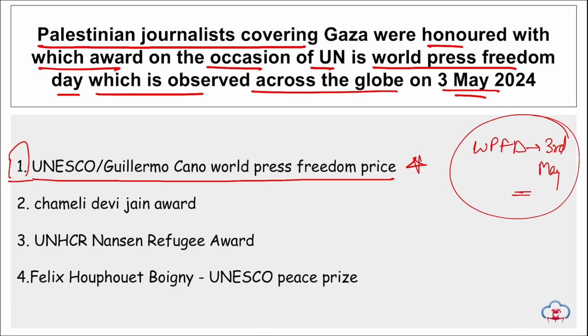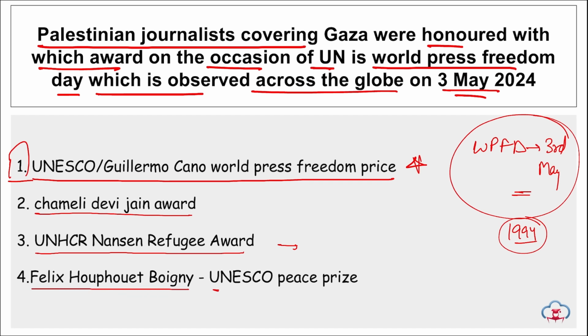Here you can see when do we observe this World Press Freedom Day, on 3rd of May. First time it was observed in 1994. Apart from this, if we talk about Chameli Devi Jain Award, 2 journalists, Grishma Kuthar and Ritika, were awarded with the 2024 Chameli Devi Jain Award for the Outstanding Women Media Person of the Year. Then if we talk about UNHCR Nansen Refugee Award, here remember Abdullahi Mire, former refugee from Somalia, was awarded with this award. And if we talk about Felix Houphouet-Boigny UNESCO Peace Prize, here remember former Federal Chancellor of Germany Angela Merkel has received this UNESCO Peace Prize.